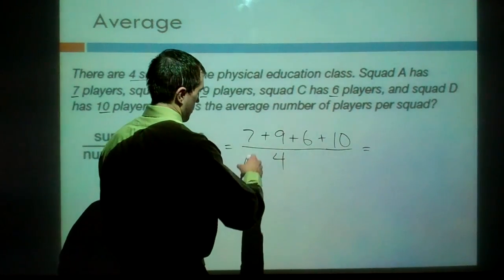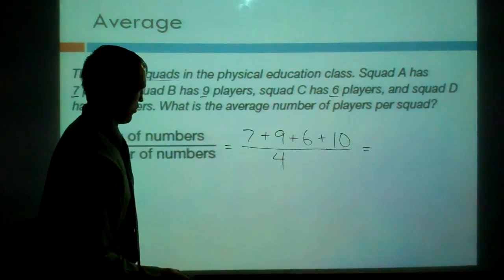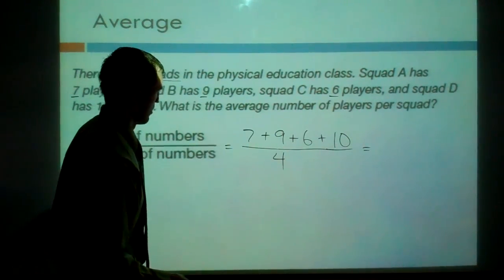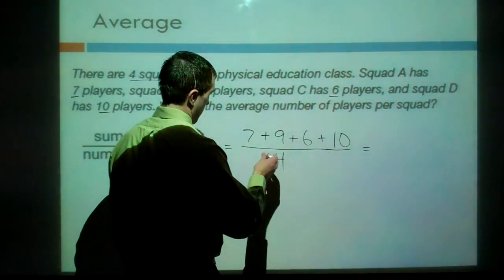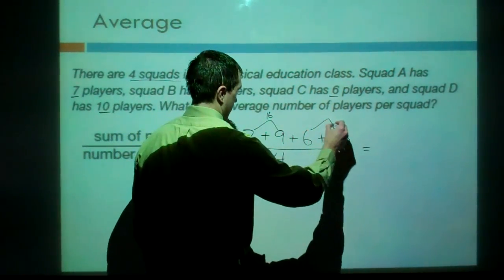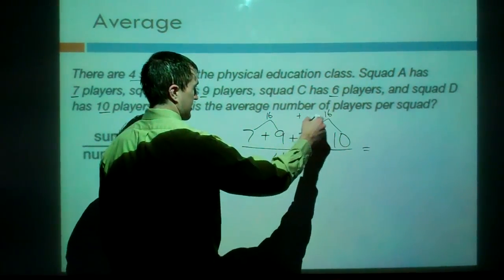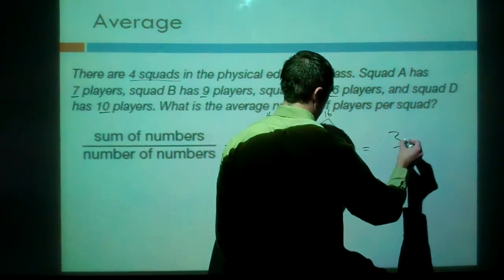So let's see, 7 and 9, well, I'm going to do this a little differently. It doesn't really matter. 7 and 9, if we add those together, we get 16. We also get 16 if we add these together. So then if we add 16 and 16, we get 32.